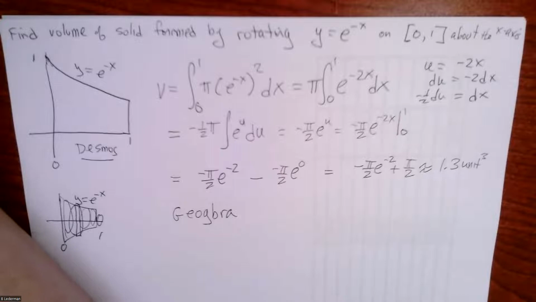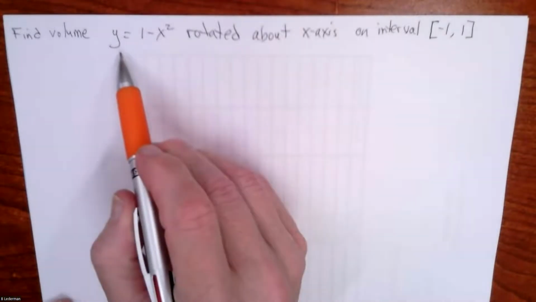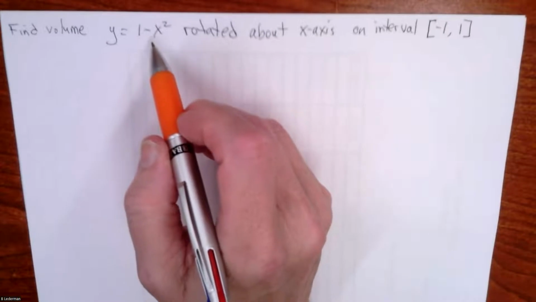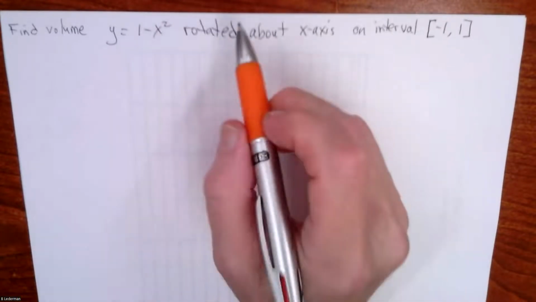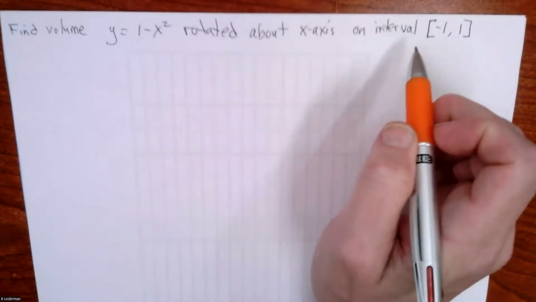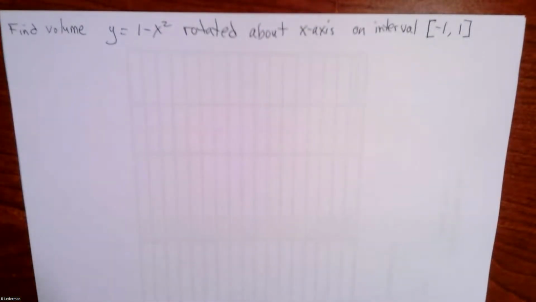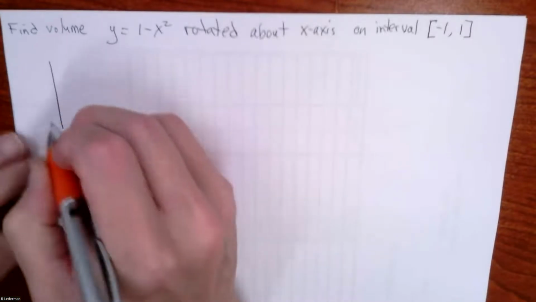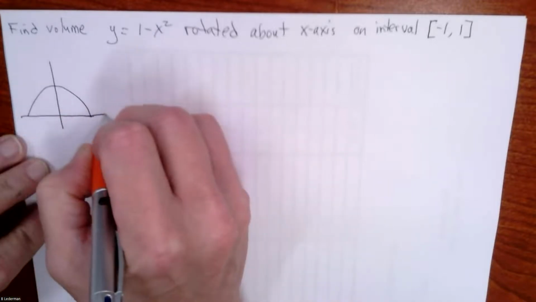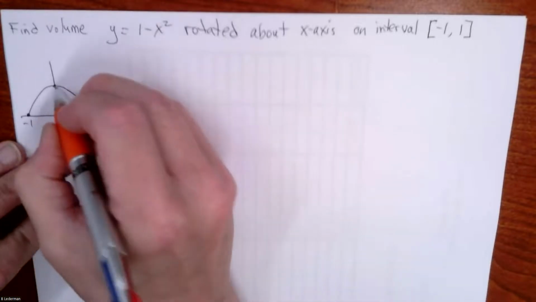So I'm going to load up another problem here. Find the volume of the curve. So we're taking the curve y equals 1 minus x squared, which you experts know is an upside-down parabola, but I'll draw it in a minute. So I'm taking this curve and rotating it about the x-axis on the interval -1 to +1. I'm going to draw the graph right here. Now that's -1 and that's +1 and that's 1.